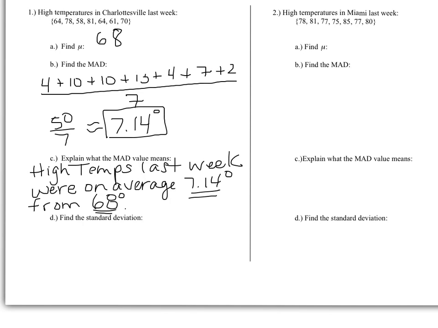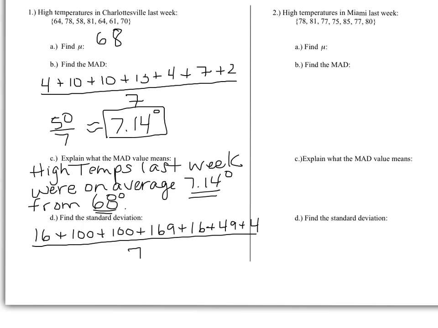So if you've already found the MAD, all you have to do is take all of the numbers at the top and square them, because this is the x minus mu already. So 4 squared is 16. 10 squared is 100, and we have 2 of those. 13 squared is 169. 4 squared, 16. 7 squared, 49. And 2 squared is 4. So take all of those numbers and divide that by 7.